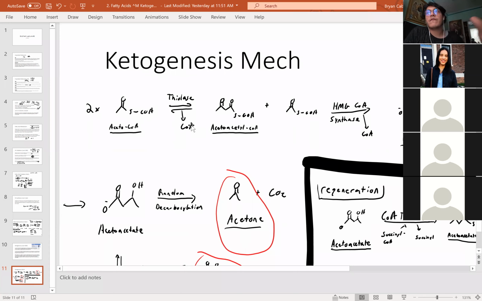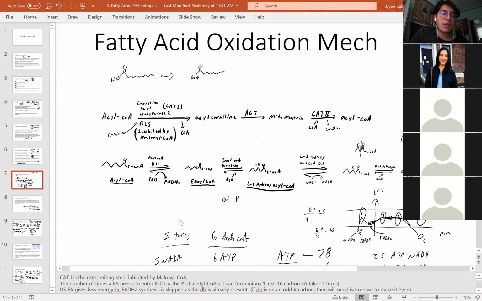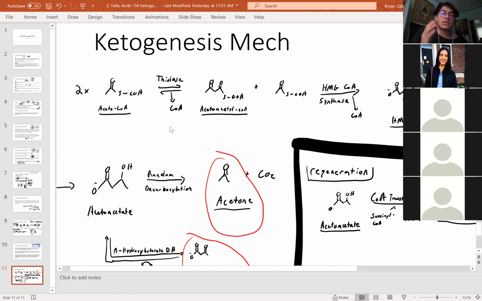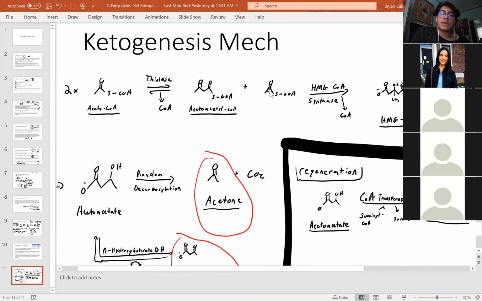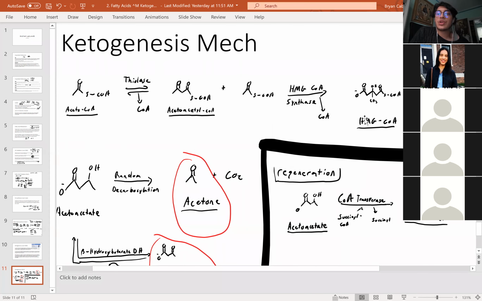Remember, in fatty acid oxidation, we're using a beta ketothiolase. Sorry, a beta thiolase. Was it beta ketothiolase or beta thiolase? Let me see. I think it was beta ketothiolase. So in this case, we're just using a regular thiolase to combine, rather than to cut, these two acetyl-CoA groups to create acetoacetyl-CoA. After that, we're going to be introducing another acetyl coenzyme to form HMG-CoA using the enzyme HMG-CoA synthase.